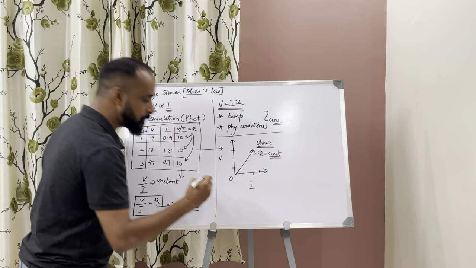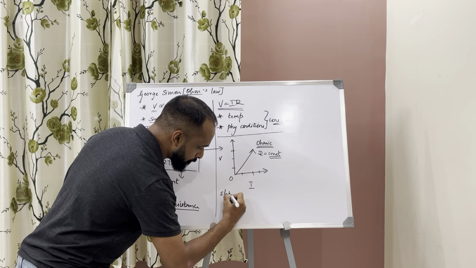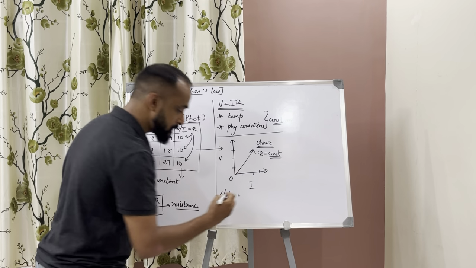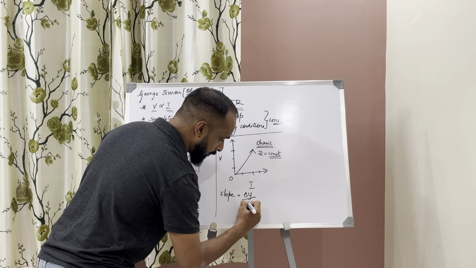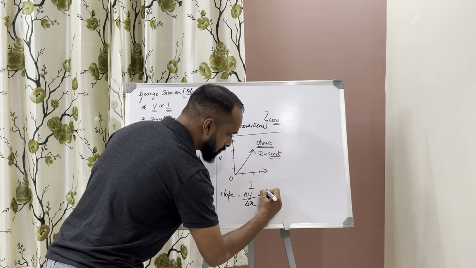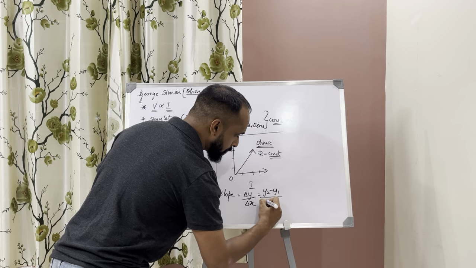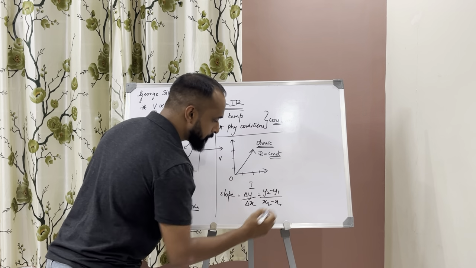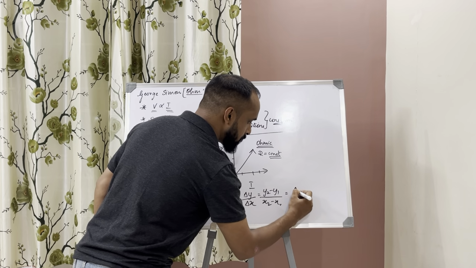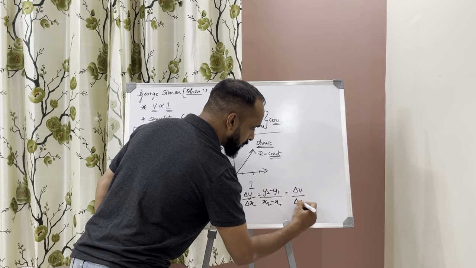Clear? Now basically, what is the formula for slope, children? The formula for slope is given as delta y by delta x, which is y2 minus y1 by x2 minus x1, which is basically change in voltage axis by change in current axis.